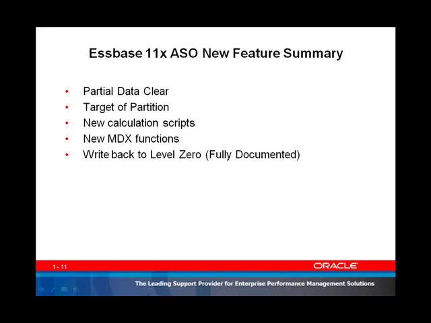So now that we took a look back as to why ASO was created and a couple of the key new features along the way, let's take a dive into the new features in the 11 release of Essbase. In 11, with an ASO cube, you're now capable of a partial data clear. You can use ASO as a target of a partition, and you can also write back to level 0. As I mentioned earlier, level 0 write back was introduced in 9.3.1, but was undocumented until the 11 release. Also, there are some new calculation script and MDX functions that have been introduced to help with some of the ASO features.